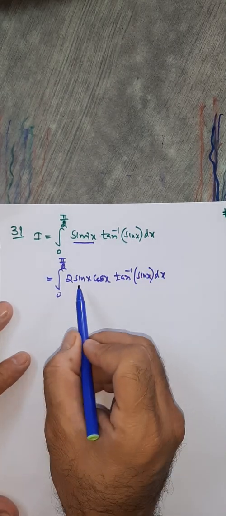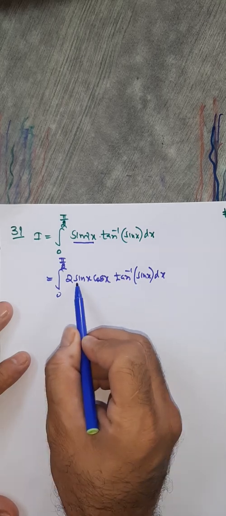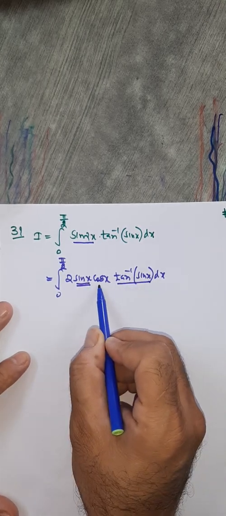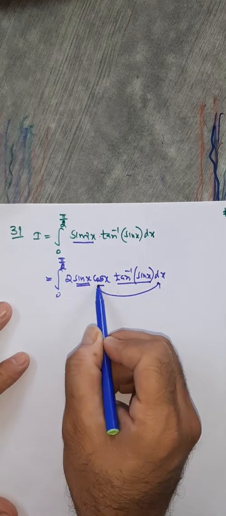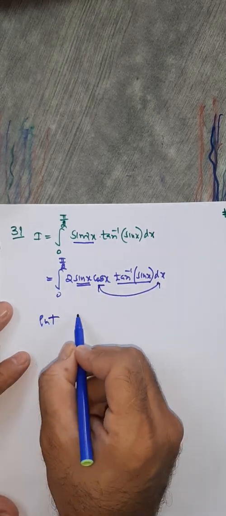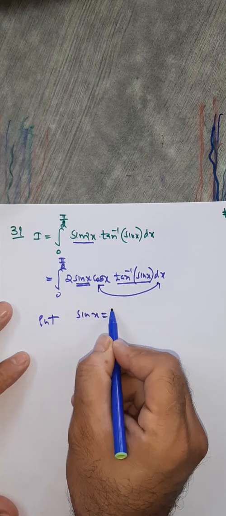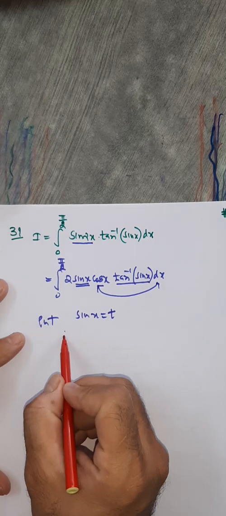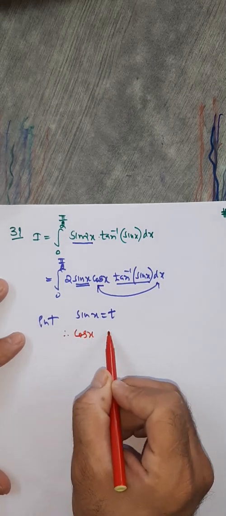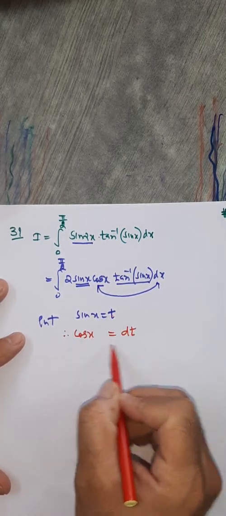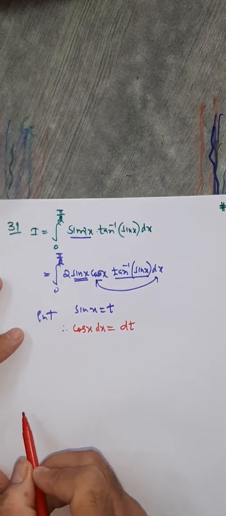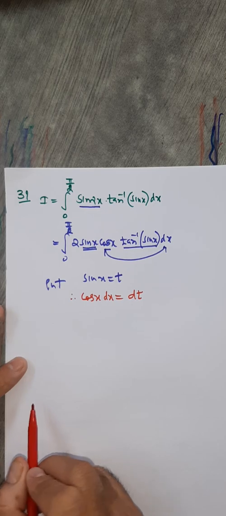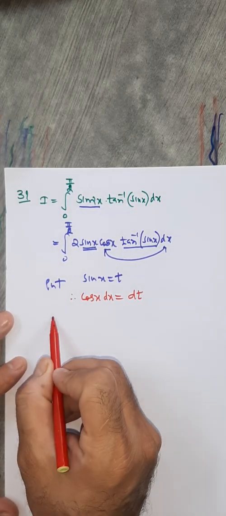Now here it's quite obvious that if I put sine x equals to t, this becomes tan inverse t, and this much becomes dt. So I'll take substitution. Put sine x equals to t. If I take sine x equals to t, you need to differentiate. Cos x equals to dt by dx, dx this side. Now in a definite integral, usually we change the limits when we take the substitution. Without that, even it can be done.